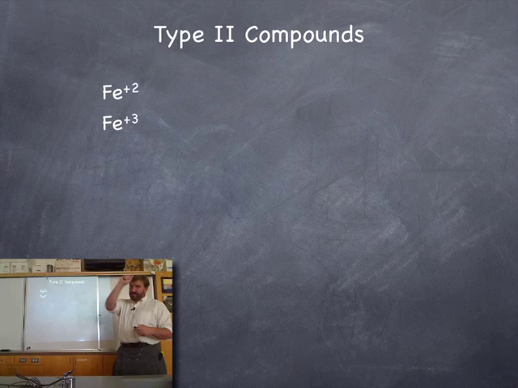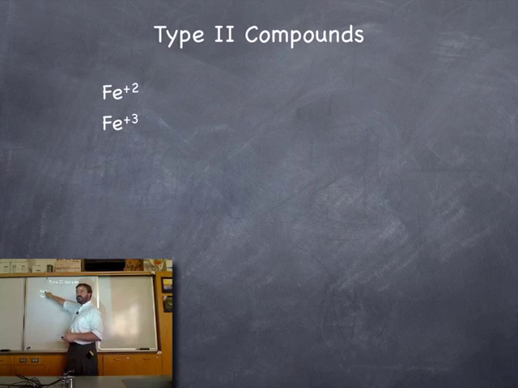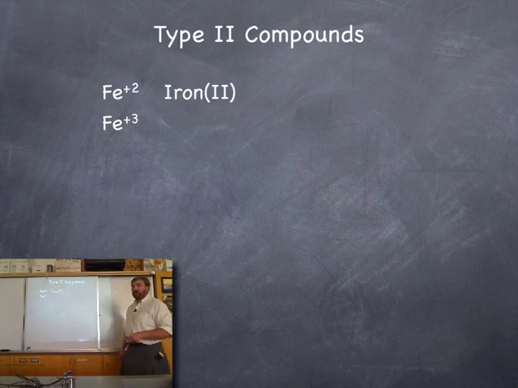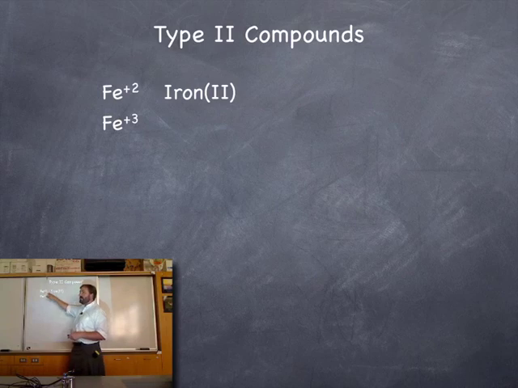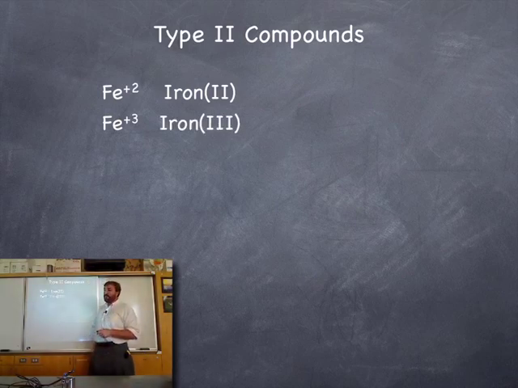So when we write down the names, when we write down the words, we have to explicitly say what is the charge on this iron. And the way we do that is with Roman numerals. So iron with a +2 charge is written as iron, Roman numeral 2. What does this Roman numeral 2 mean? It means that it has a +2 charge. It does not mean that there are two irons. The Roman numerals tell us what charge the metal cation has. Okay? So iron with a +3 charge would be iron with a Roman numeral 3.